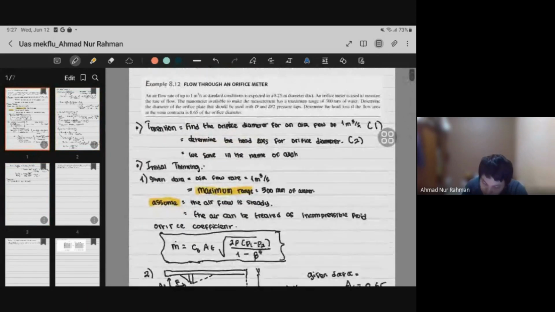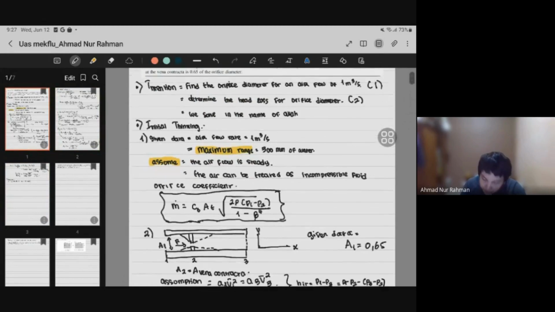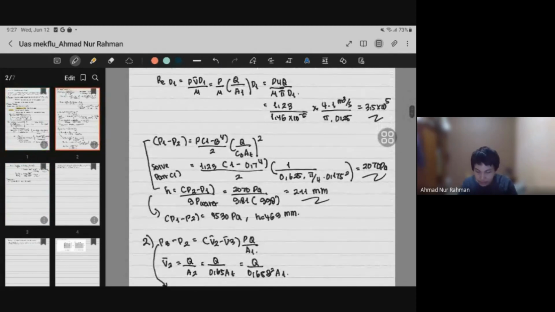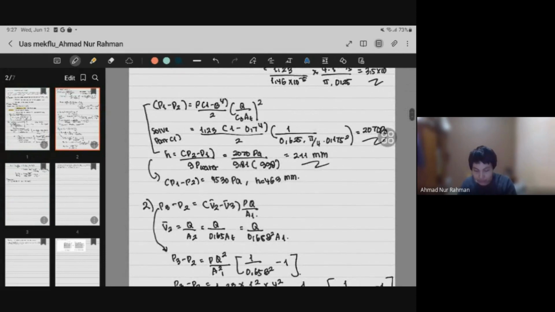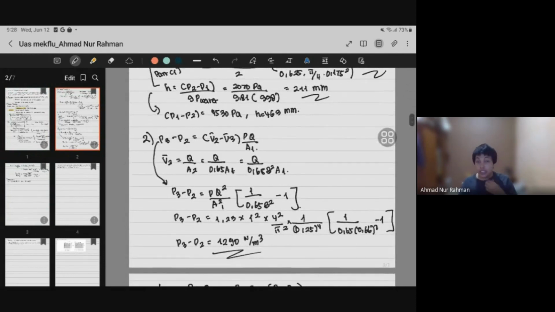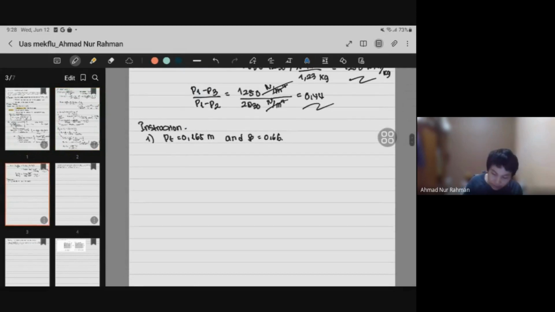Because from the problem, we need to get close to the target value of 300 millimeter. So we used it to solve again to make sure the height gets closer and closer. After I write it down, work it and solve it, we get dt is 0.165 meters and beta is 1.66. And then instruction number two is that the pressure loss is 0.44. That is the answer. So we begin the next problem.